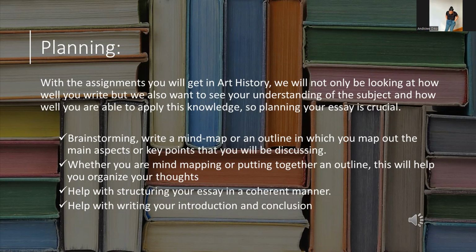So planning is crucial. One of the ways you can plan your essay is by brainstorming. Whether you're writing a mind map or outlining your discussion, these help you to map out your ideas, main points and key thoughts, and also to map out the theory and where it fits in. This will help you organize your thoughts, which will in turn help structure your essay in a coherent manner and can help you with your introduction and conclusion.